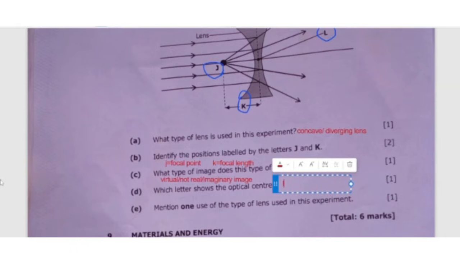Let me make it a capital letter and make it big. Okay, let me make it big. Okay, so that is the correct answer. Which letter shows the optical center is letter L.